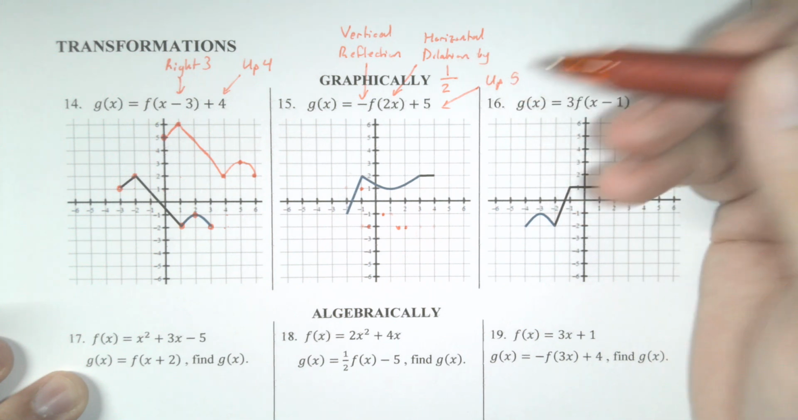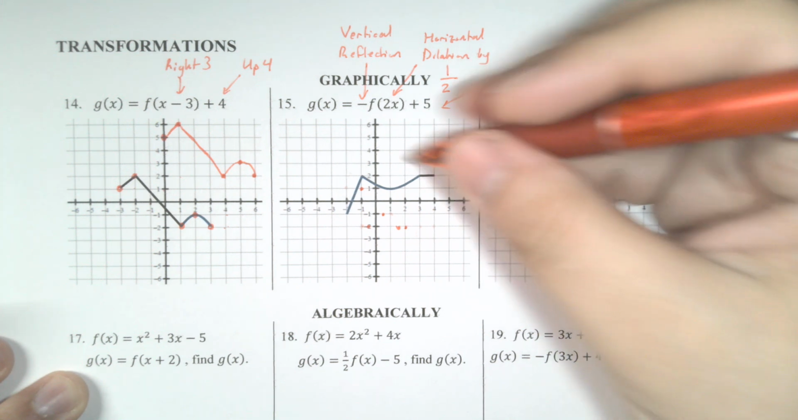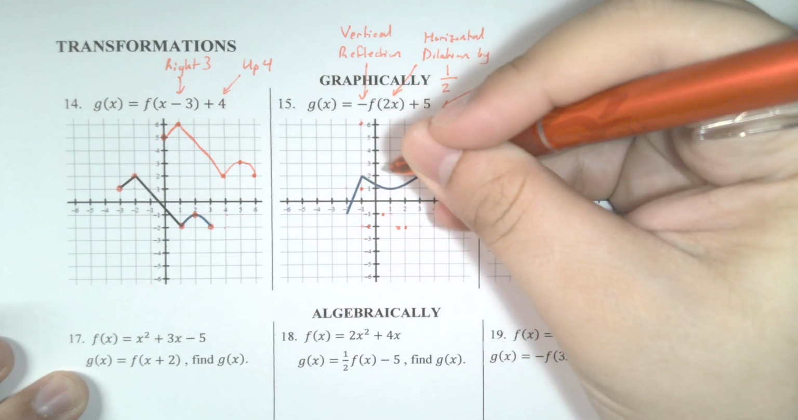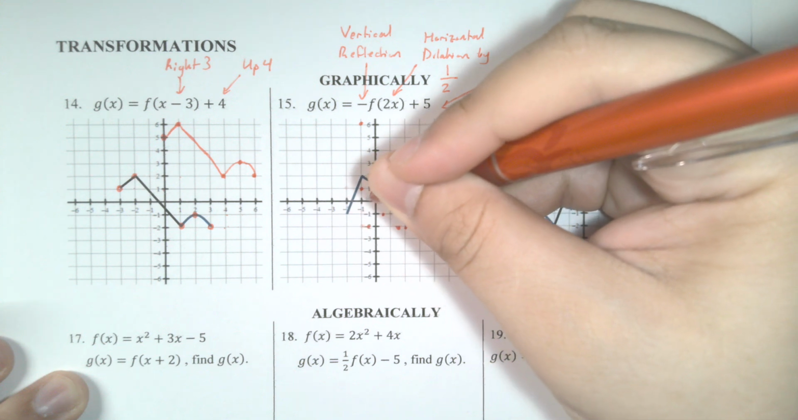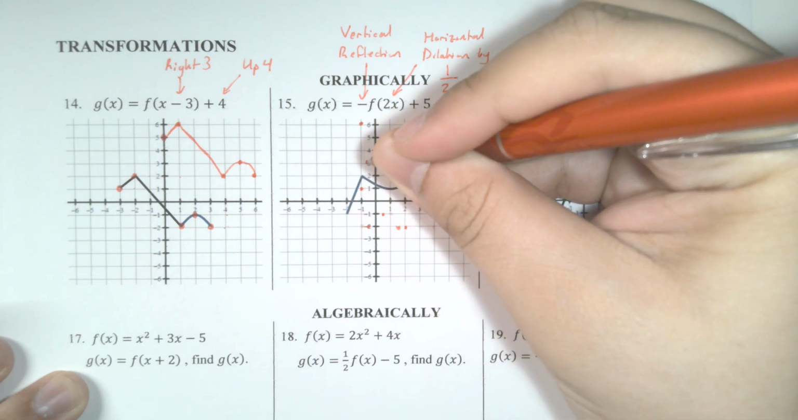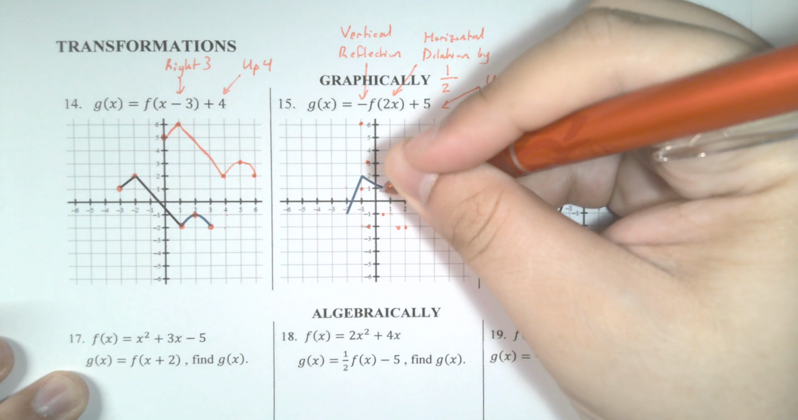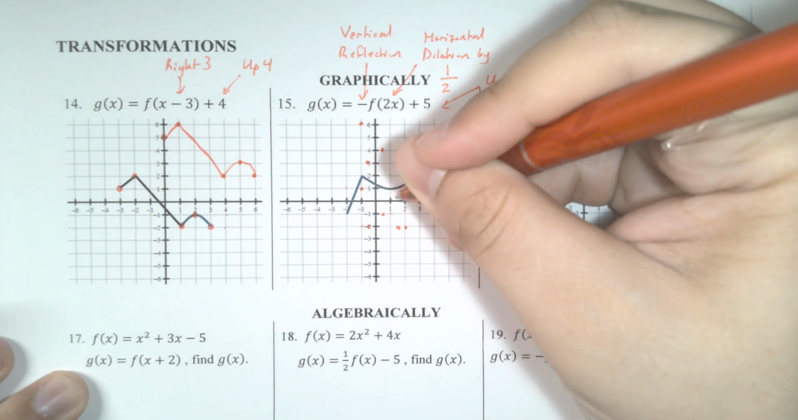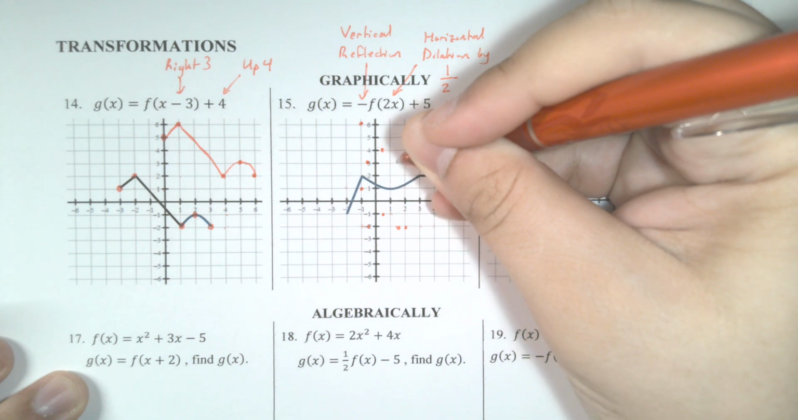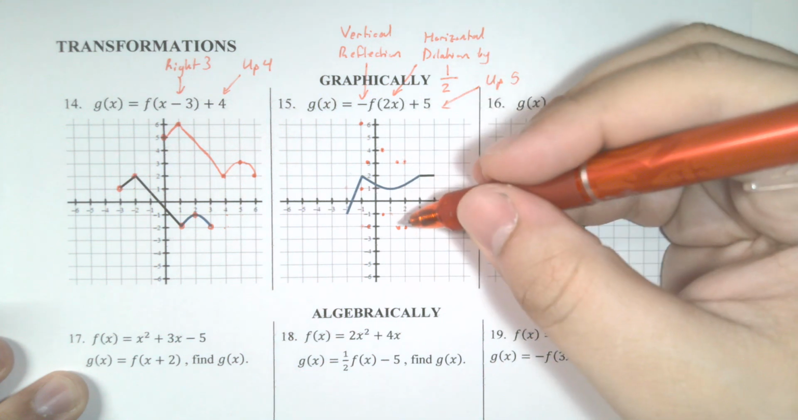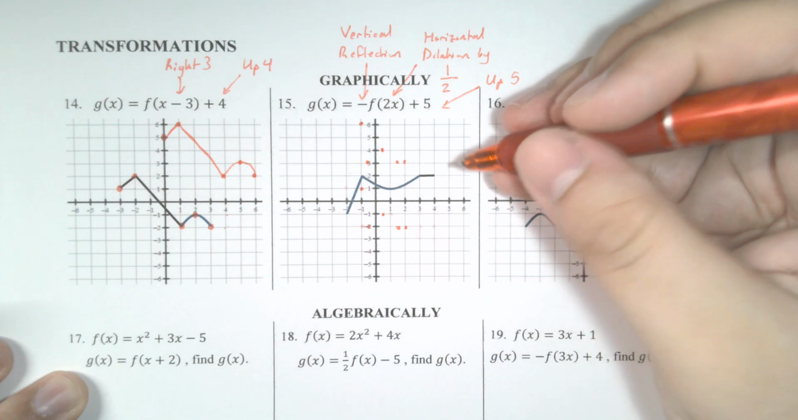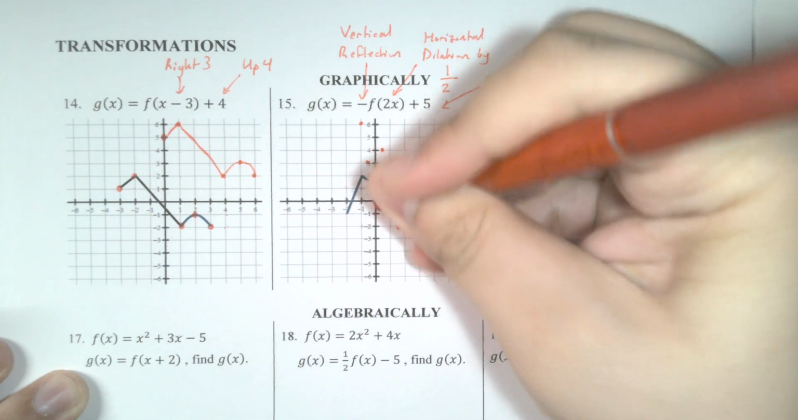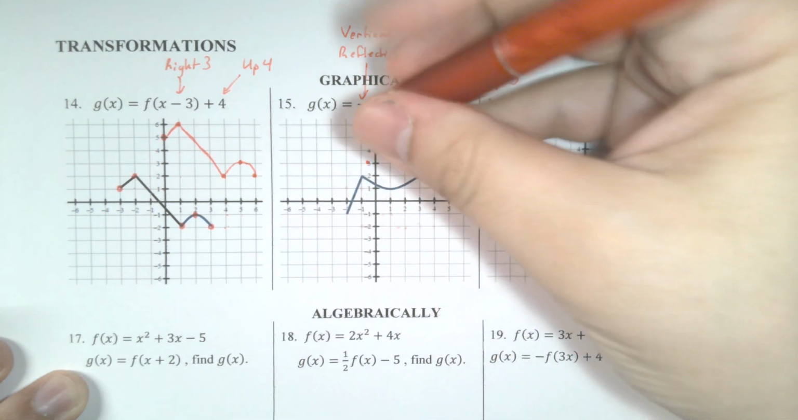And the last part is moving all of this up 5. So 1, 2, 3, 4, 5, for each of the points, and then also right next to it. So now I can erase the old points, and we have our graph.